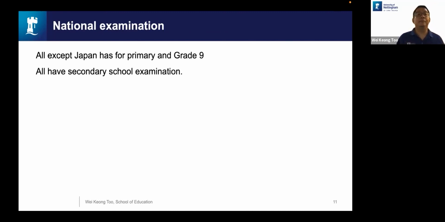So decentralized. In terms of national examination, all except Japan have one for primary as well as grade 9. Japan doesn't have that, but they do have school entrance exams in certain schools. Yeah, but those are very much conducted by the school respectively. Now, for all the countries, we have a secondary school exam, meaning before they enter the university. There is one for all countries.